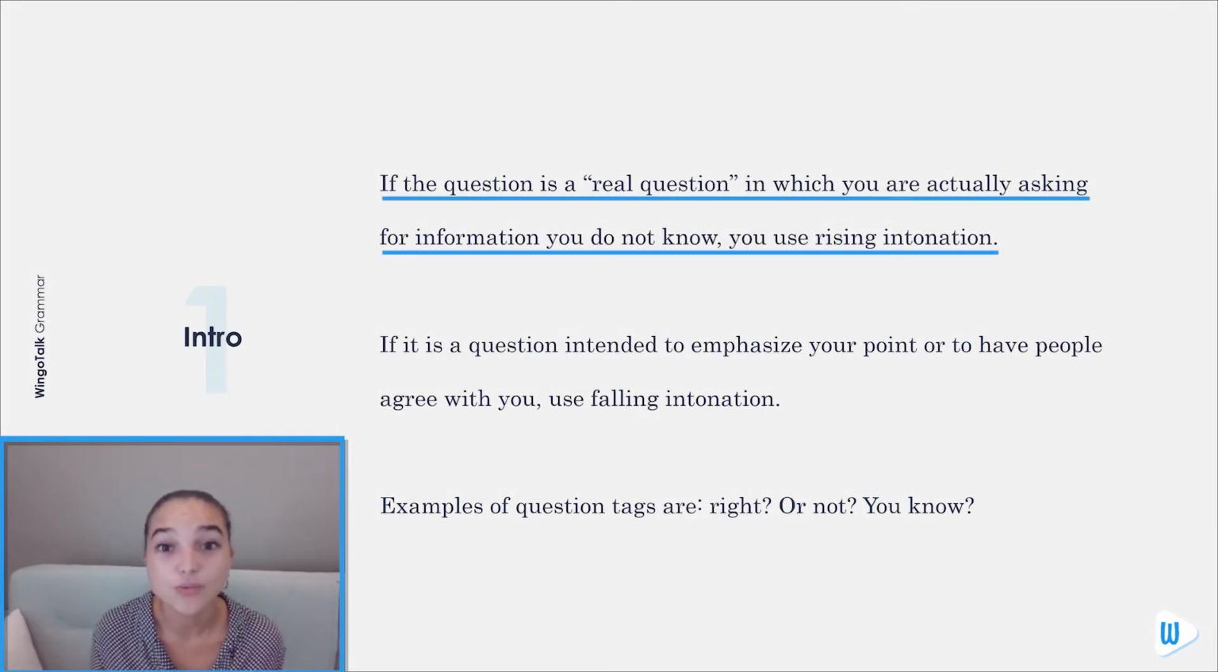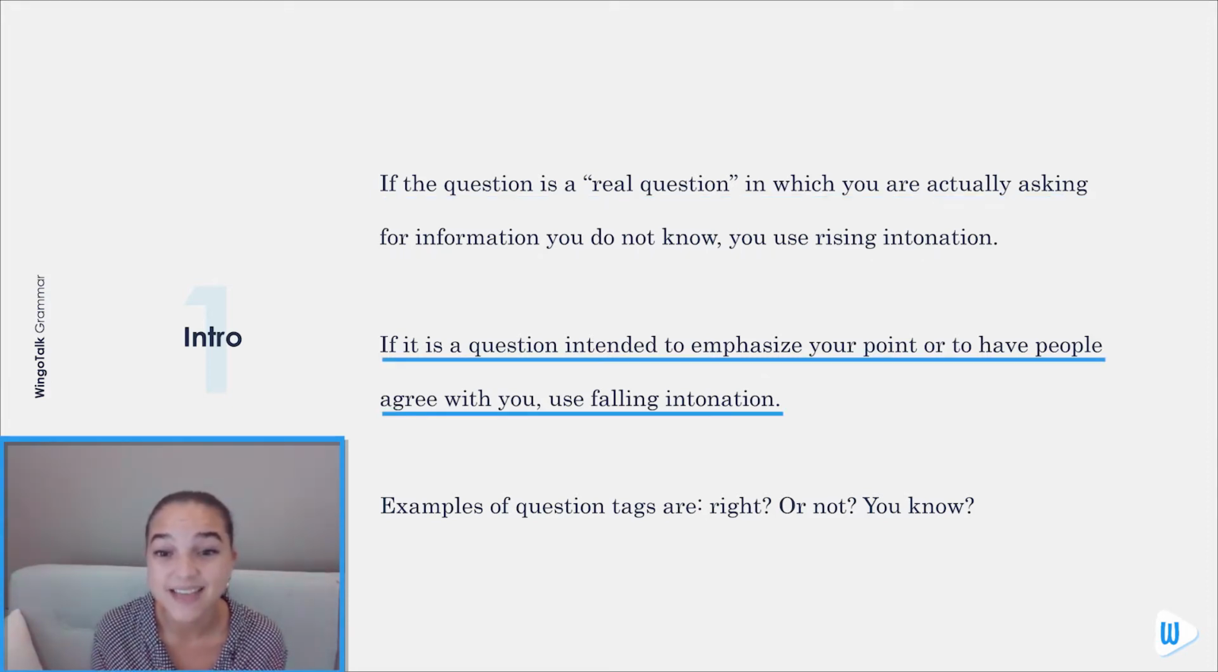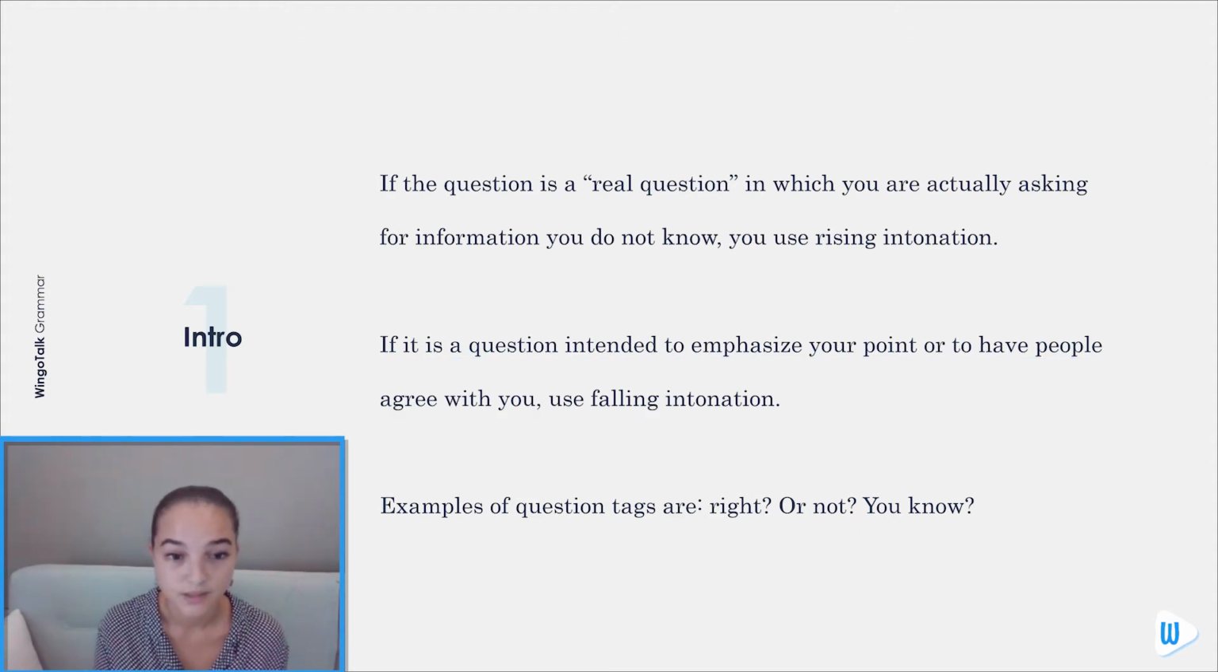If the question is a real question, in which you're actually asking for the information that you don't know, you use rising intonation. If it's a question intended to emphasize your point, or to have people agree with you, you use falling intonation. Examples of question tags are right or not, you know.